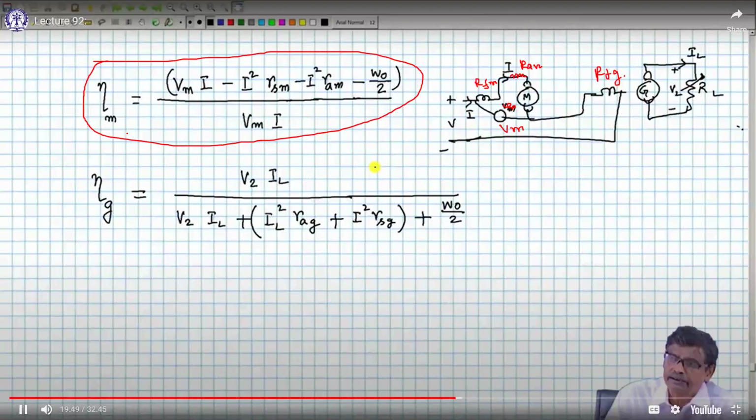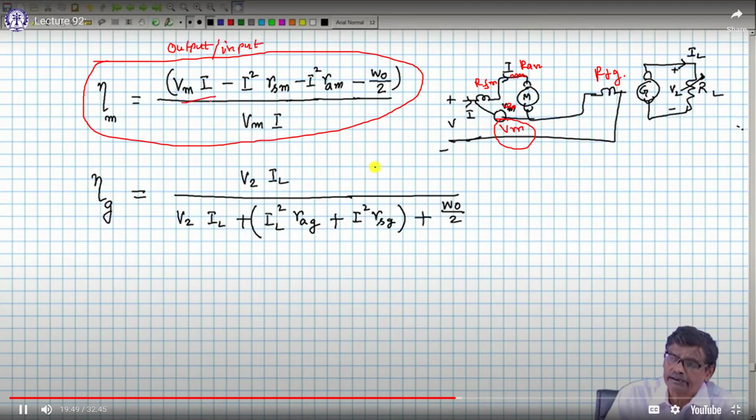If you are trying to find the efficiency of the motor and the generator, this V into I is the total power input, for the motor as well as for the field winding of the generator. But we want to find only the power input of the motor. That is why we connect a voltmeter so that we can measure this Vm across the motor. So the power input to the motor becomes Vm into I. We know that efficiency is output by input.